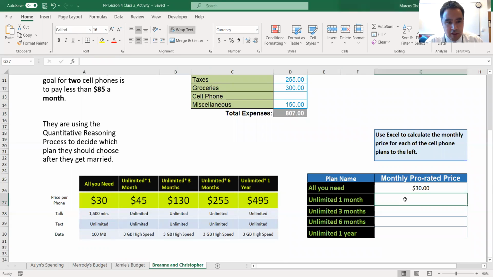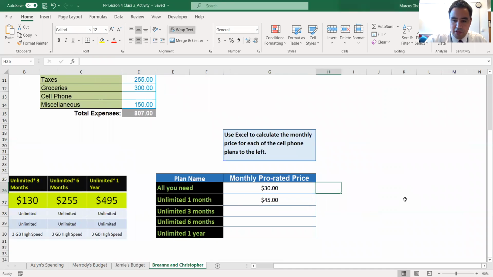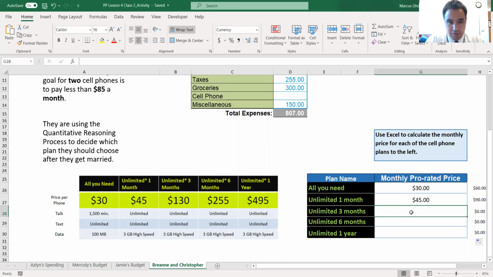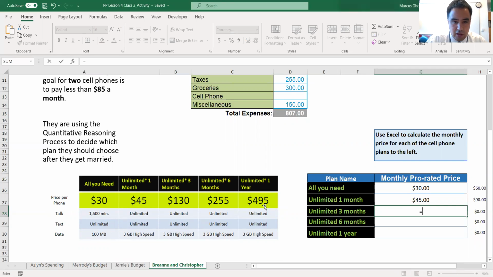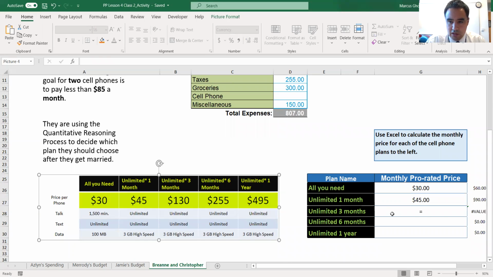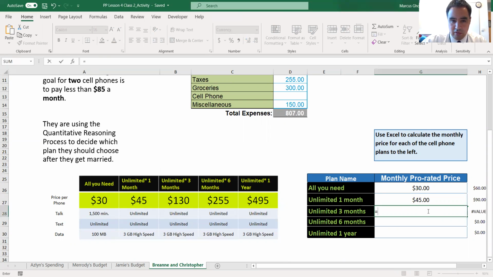And let's see, unlimited 1 month, that's $45 a month. And that's monthly prorated for 1 person. I'm just going to put this in here for 2 people equals that times 2. That way we can see, because we have a budget we don't want to go over. If he and she both go for the 3 months, what is that? Equals that amount. Okay, equals 130 divided by 3, because they paid $130 for 3 months.